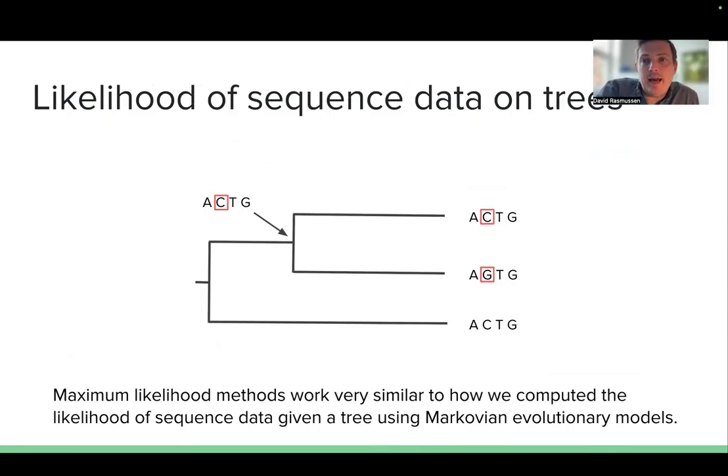So we can first consider how we would do ancestral state reconstruction in a maximum likelihood framework. It works very similar to how we computed the likelihood of sequence data at the tips of a phylogenetic tree under a given Markovian model of molecular evolution, also considering the case that we don't necessarily know what the ancestral sequences are at the internal nodes of the tree.